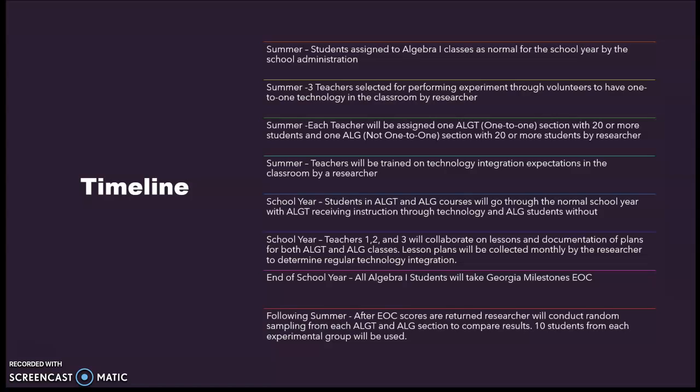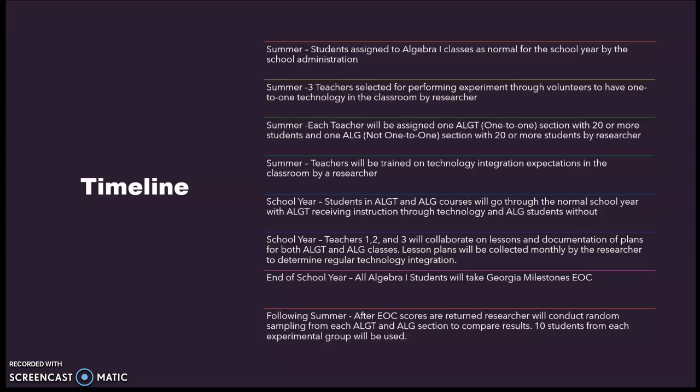So you have 3 teachers. Each teacher gets one ALGT group and one ALG group. Throughout the summer, teachers will also be trained on technology integration expectations in the classroom. Students in the ALG and ALGT groups will go through their school year as normal, with the ALGT receiving instruction through one-to-one technology. This is the major difference in the experiment, that some students will receive technology instruction in the classroom and some will not.